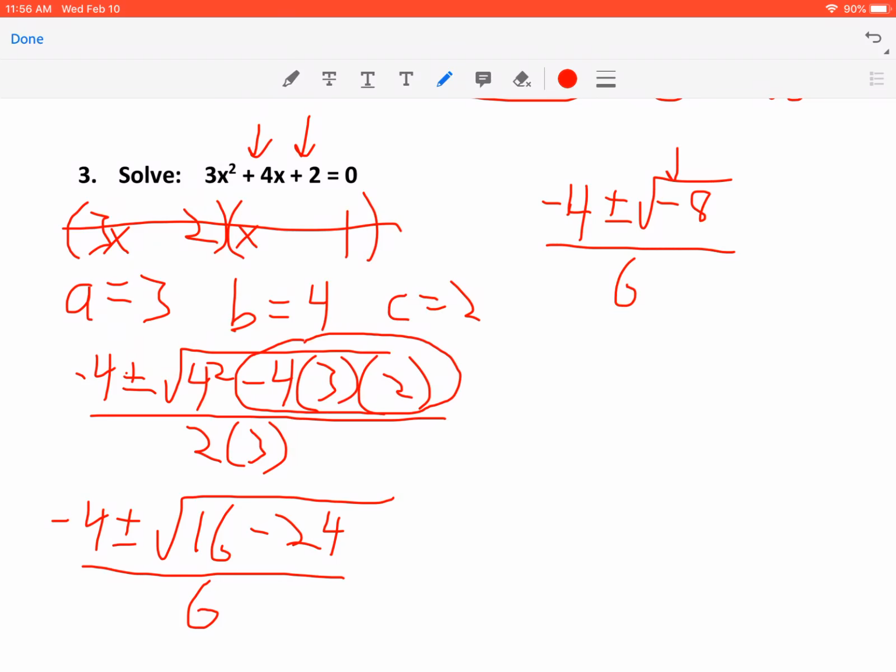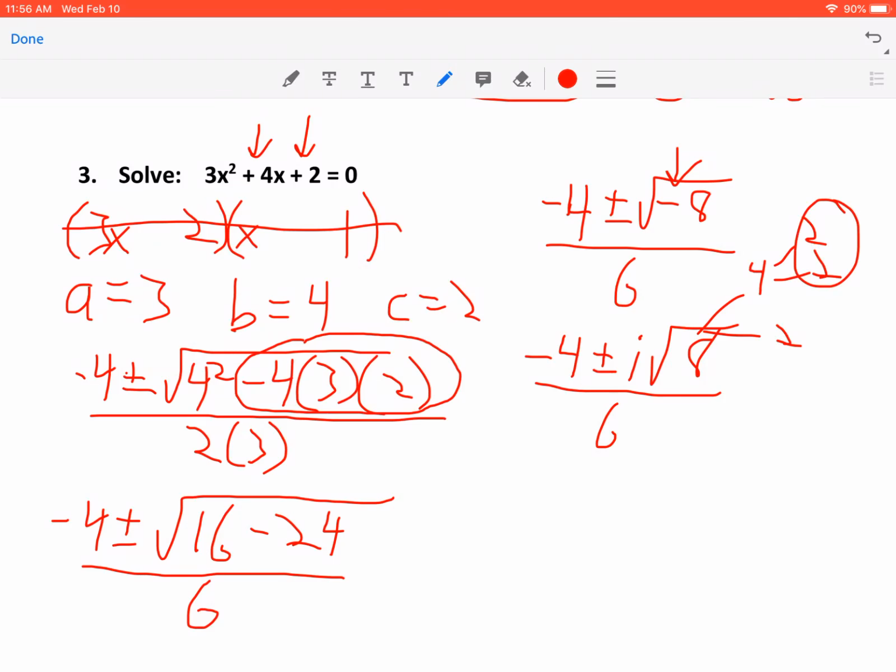How do you get rid of a negative on the inside? Put an i on the outside. So I got negative 4 plus or minus i radical 8 over 6. But radical 8, can't I break that down into 4 and 2? Don't I like 4 because I get a pair of 2's? So I got a pair of 2's on the outside, single 2 on the inside. So right now it looks like negative 4 plus or minus 2i radical 2 over 6.